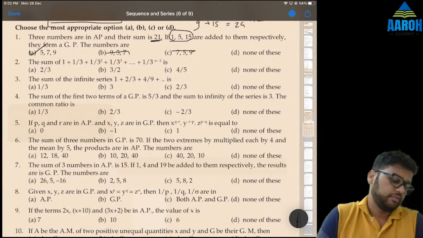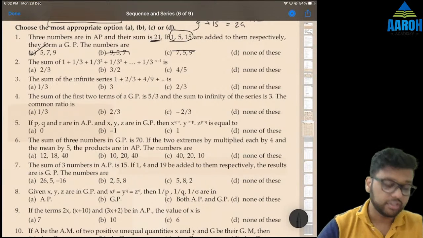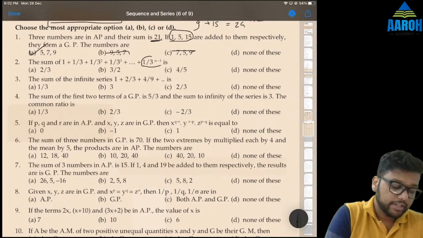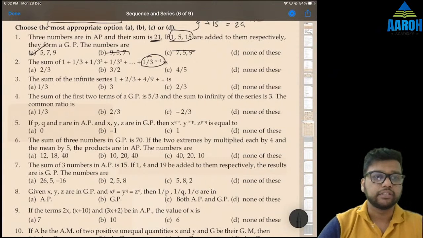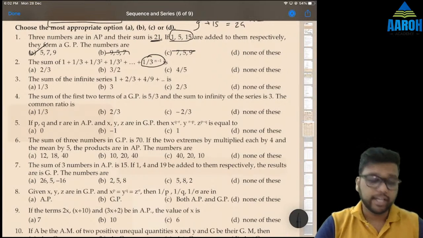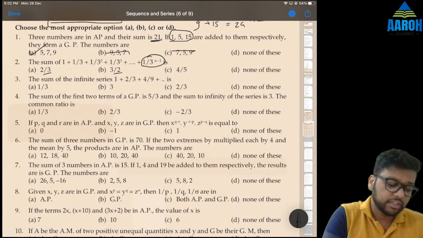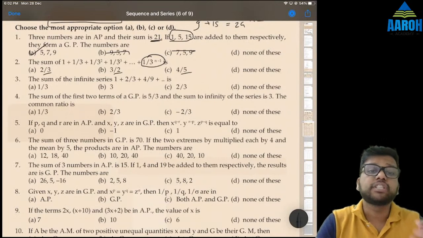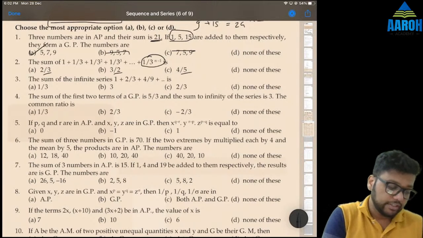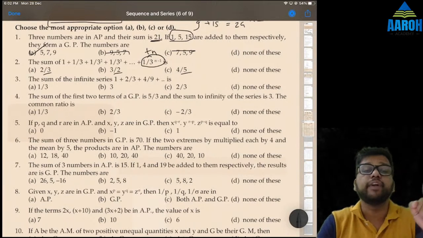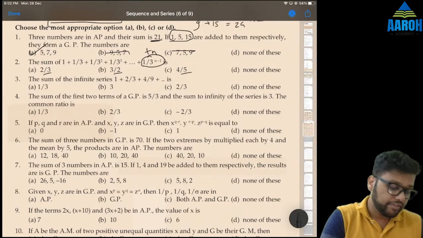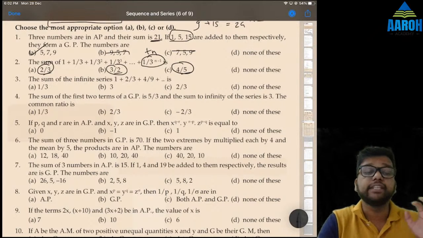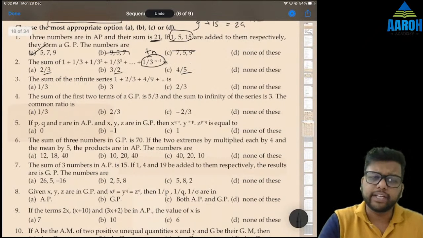The sum of 1 plus 1 by 3 plus 1 by 3 square plus 1 by 3 cube plus dot dot dot up to 1 by 3 raised to n minus 1 is. But the answers that they have given are based on the sum up to infinity. Yes, fine, good. If you see, this is actually Tn, so we want the sum of n terms, but there is no n in their answer. That means they have calculated the answer for S infinity. So let's calculate S infinity.